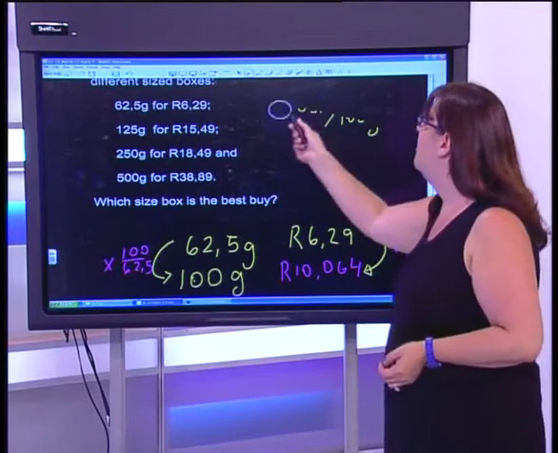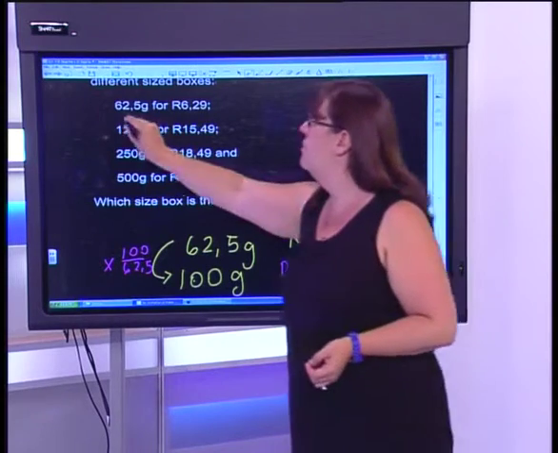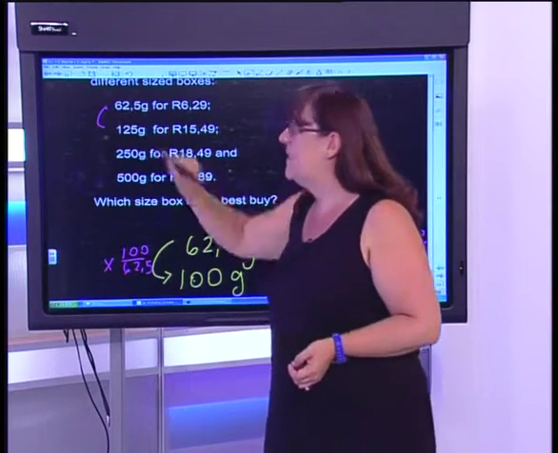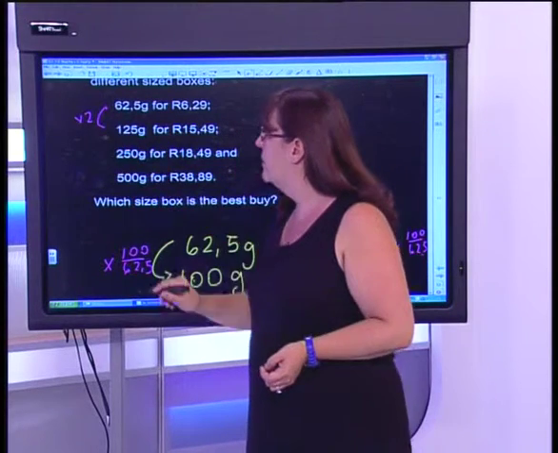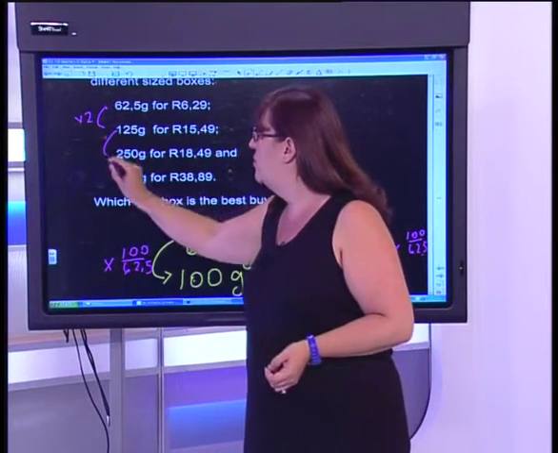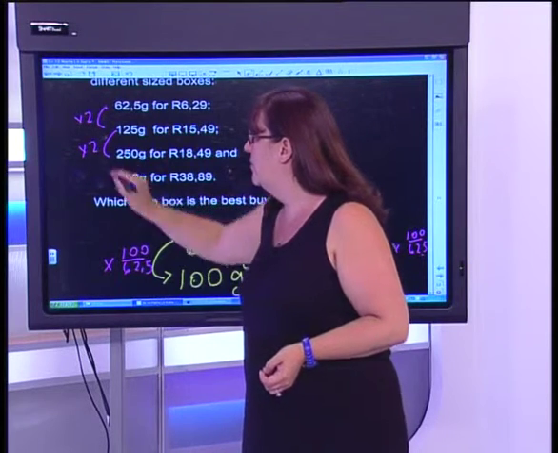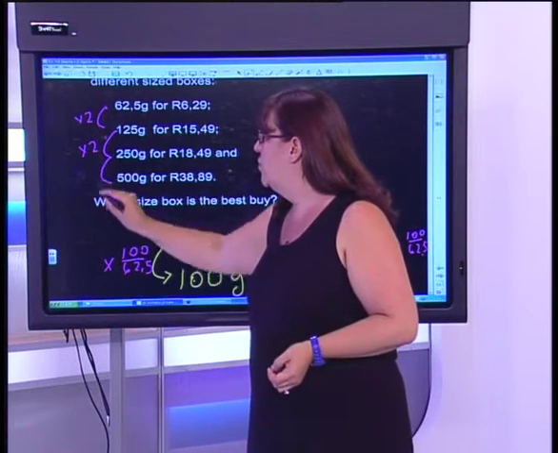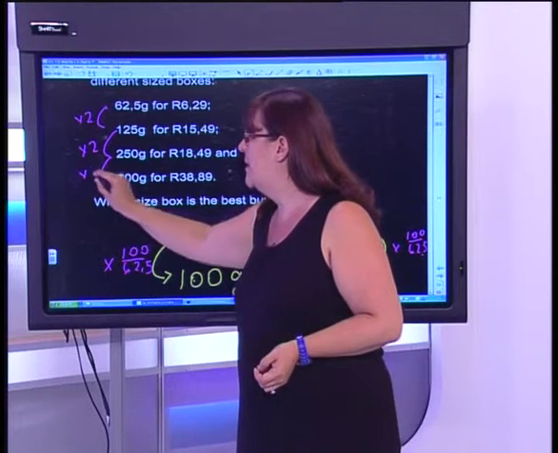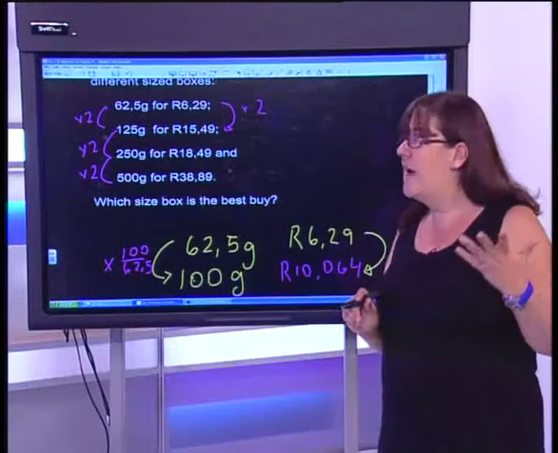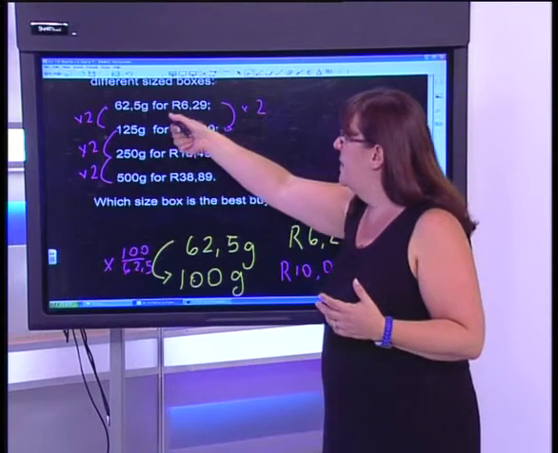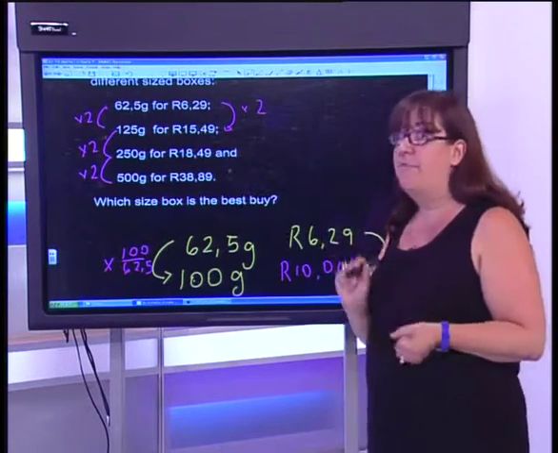But if I look carefully at these numbers, from 62.5 to 125, I'm basically timesing by 2. From 125 to 250, I'm timesing by 2. From 250 to 500, I'm timesing by 2. So if I look at these numbers and see if I times this by 2, what happens? Let's try that, because the box is doubling. Let me see if the price is doubling.